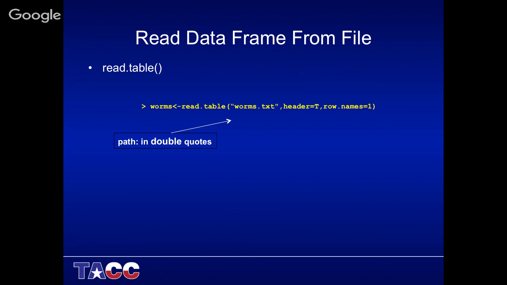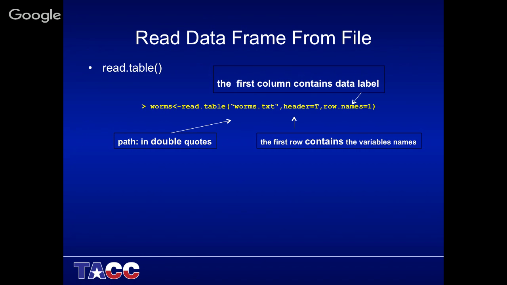You specify the path of your raw data file in double quotes, and whether the first row contains variable names, and whether the first column contains data labels. This is how you could read it from a raw file, and you would take this and assign it to a data frame, basically.